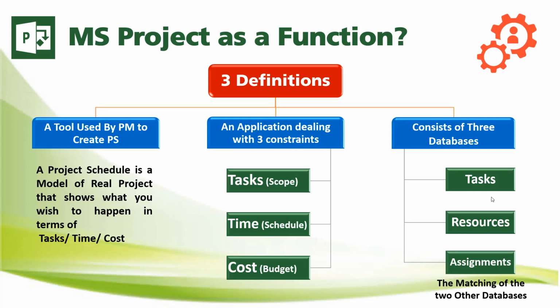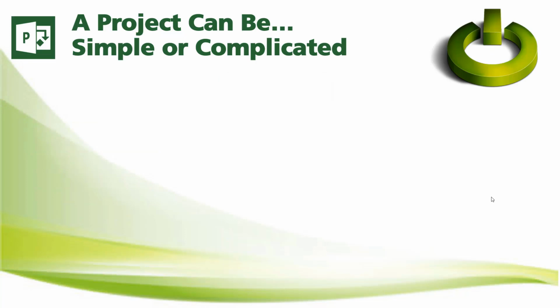So I defined Microsoft Project as a family, and I defined Microsoft Project as a function. Now the question is, how do I start a project? Well, to start a project, whether it's a simple project, as simple as planning a birthday or a wedding, or moving house, or a complicated project like building a highway or an airport, in all cases we can start the project in one of the following ways.